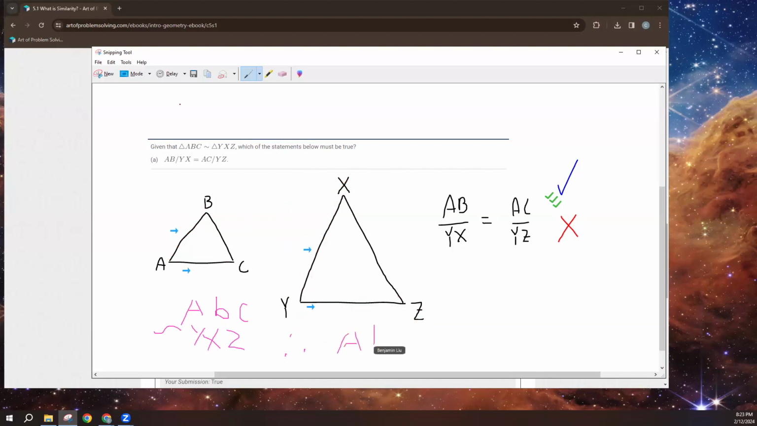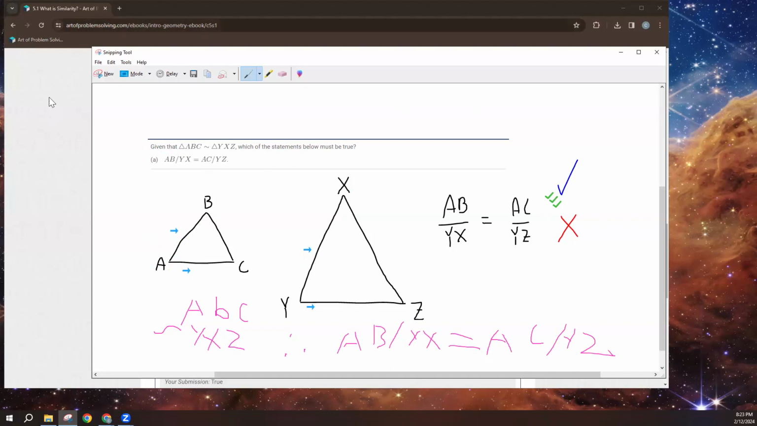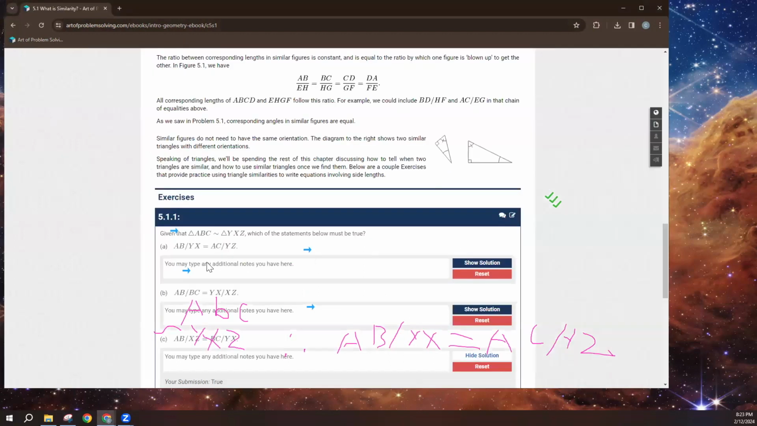Yeah. And so that's essentially what we're seeing: because we've been told that these two triangles are similar, that means they have to follow those ratios. That would mean that the corresponding sides have the same ratios. So we would say, yes, this is a check mark. So we agree. Okay, good. It looks like we're doing pretty well here.